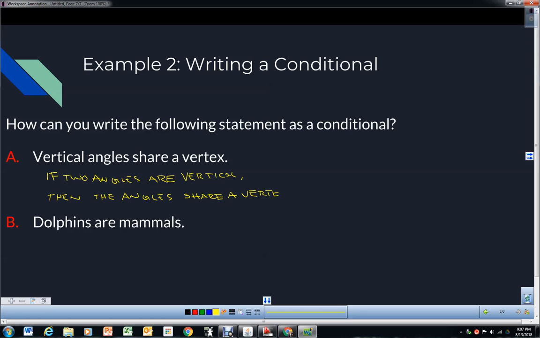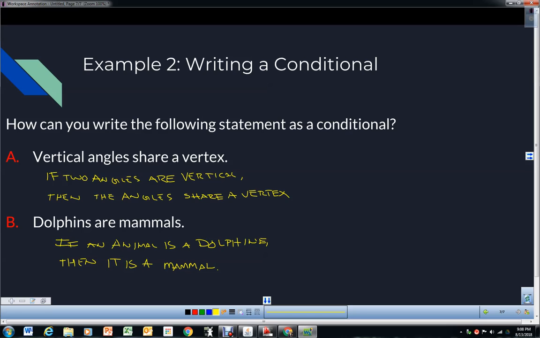So we got all the information that they gave us in this first statement here, but we've made it a conditional. If two angles are vertical, then they share a vertex. Only way it can happen. Two lines intersect. The vertex they share is where the intersection is. So you try part B. Pause the video, see what you get.